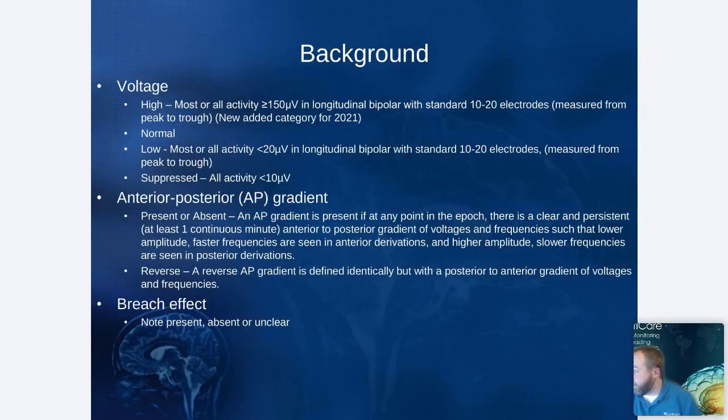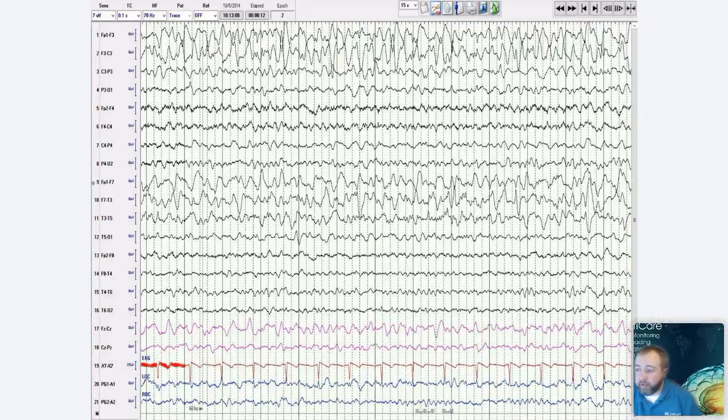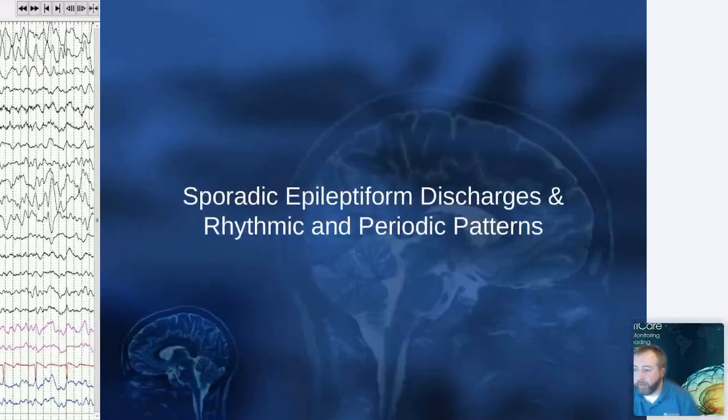And then the last thing in background is going to be breach effect. Your options are whether it's present, absent, or unclear. I think everybody should know here what a breach effect is. So I'm just going to skip over that one.